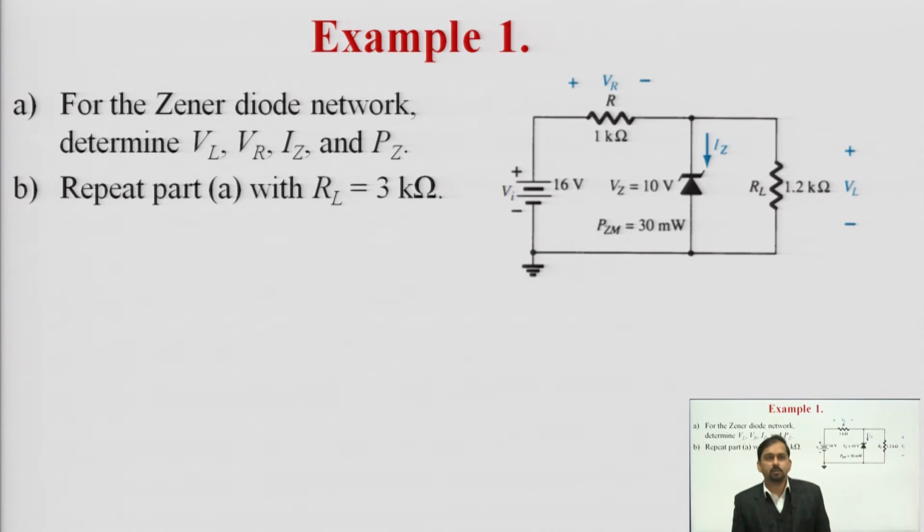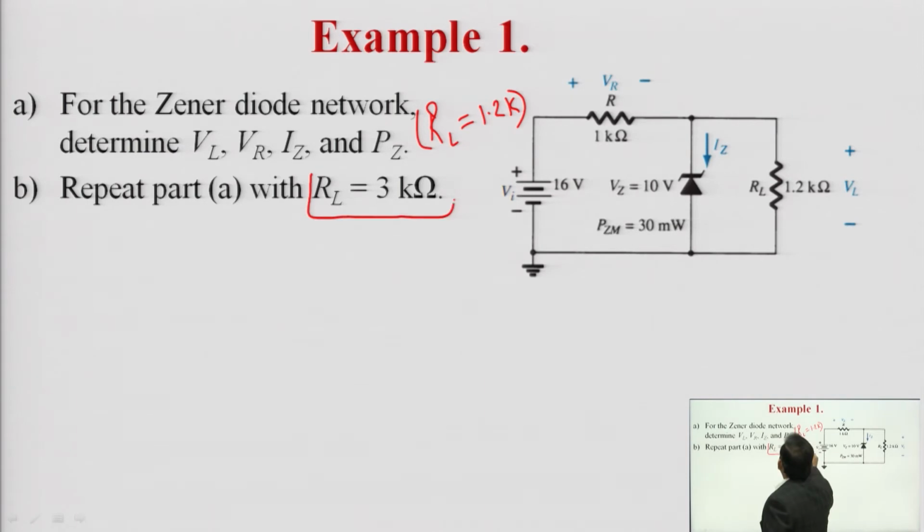Now, we have a small question: for this particular Zener diode network, determine the load voltage, the voltage drop across the series resistance R, which is 1 kilo ohm, the current entering the Zener diode, and the power dissipated by the Zener diode. So, we need to repeat this task for two values of resistance. In case 1, we have RL equals 1.2 K, and again we need to repeat this when RL equals 3 K.